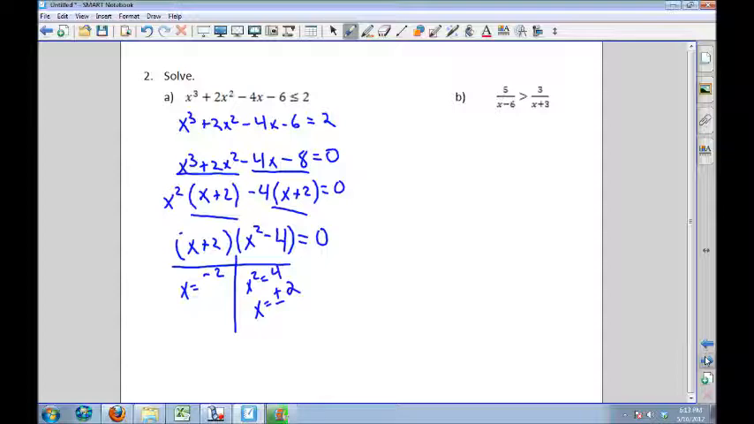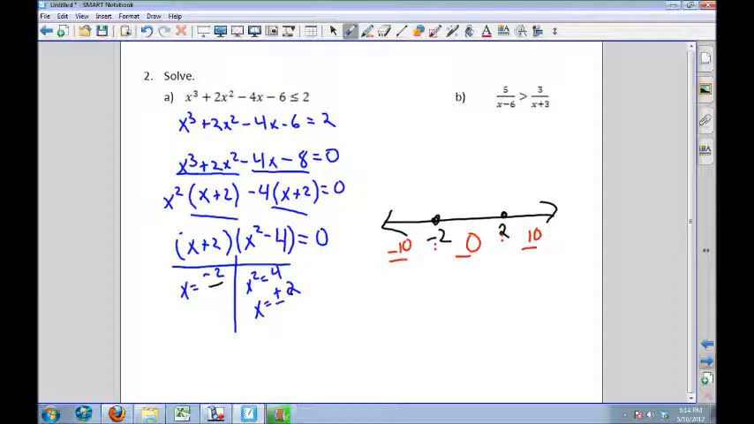Next, I'm going to plot these numbers on a number line. I really only have two different answers, -2 and +2, so I only have to do 2 points, -2 and +2. And I'm going to get test points in between each of these values and outside of them. So one value between -2 and 2 is 0. One value greater than 2 would be 10. And one value less than -2 would be -10.